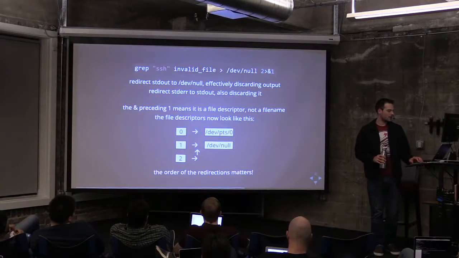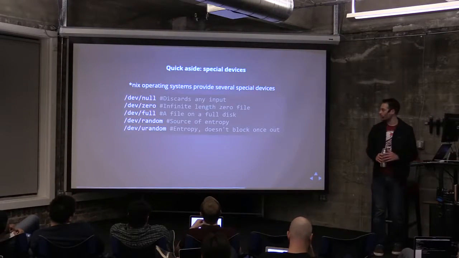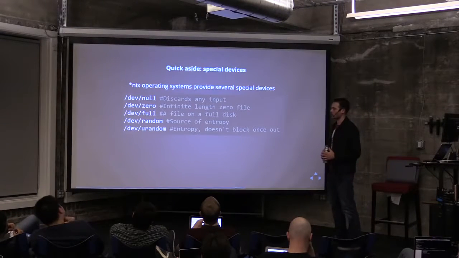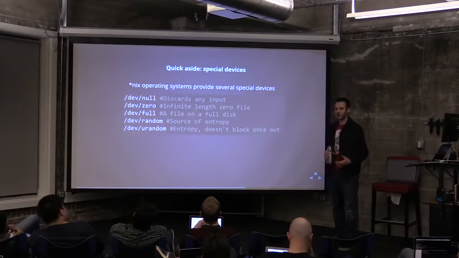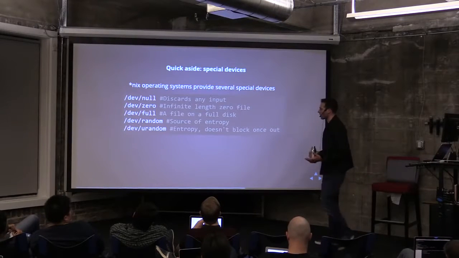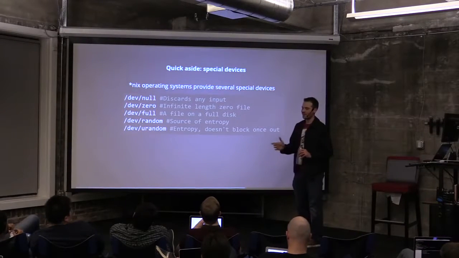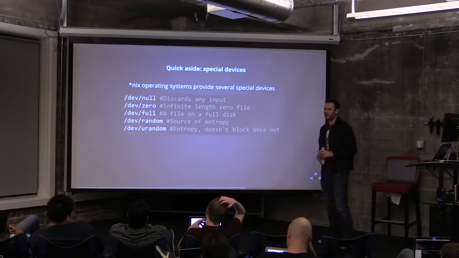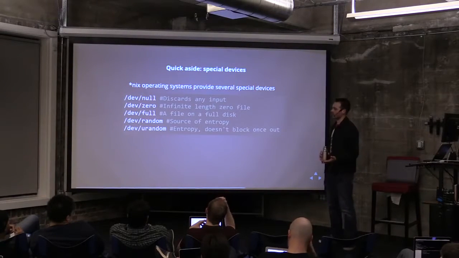Let's talk really quickly about special devices in Linux. There are a number of special devices that you can use in tandem with your shell commands that will make your life a little bit easier. /dev/null: anything you redirect into there will just be discarded. It's like a black hole, garbage dump, whatever you want to call it. /dev/zero is an infinite-length file of zeros. The way that I've used /dev/zero is for wiping hard drives or partitions. You could just zero out a drive by redirecting from this device into a physical device. It's pretty cool.